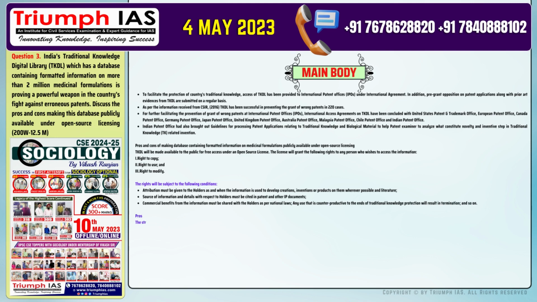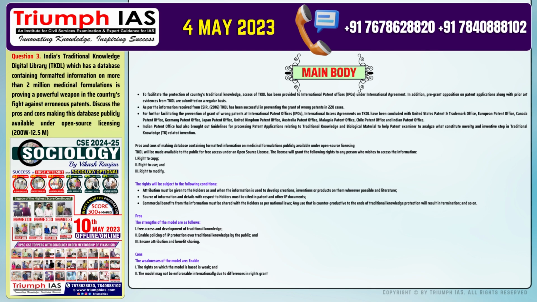Pros. The strengths of the model are as follows. Number 1. Free access and development of traditional knowledge. Number 2. Enable policing of IP protection over traditional knowledge by the public. And number 3. Ensure attribution and benefit sharing. Cons. The weaknesses of the model are: number 1. The rights on which the model is based are weak. And number 2. The model may not be enforceable internationally due to differences in rights granted on traditional knowledge in various countries.